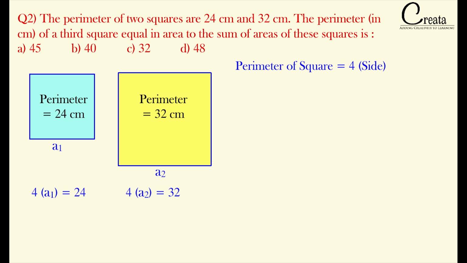On solving, we got A1 as 6 cm and A2 as 8 cm. The side of the first square is 6 cm and the side of the second square is 8 cm. Okay, we got the sides of both the squares.